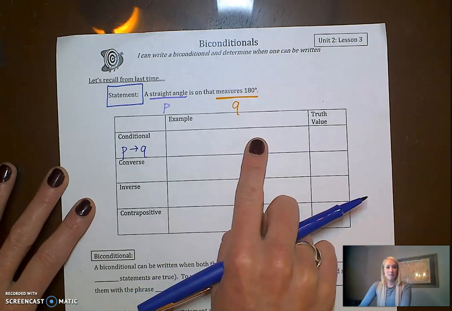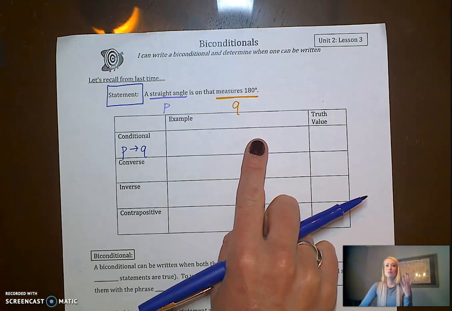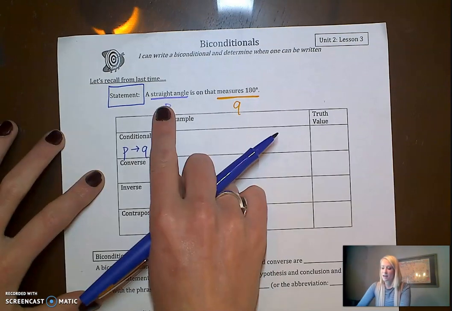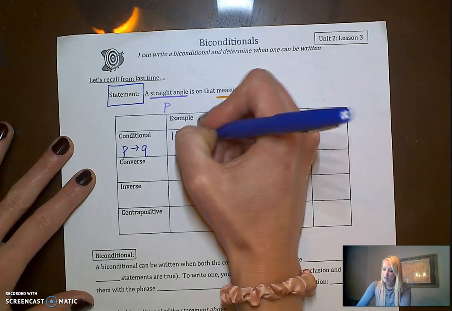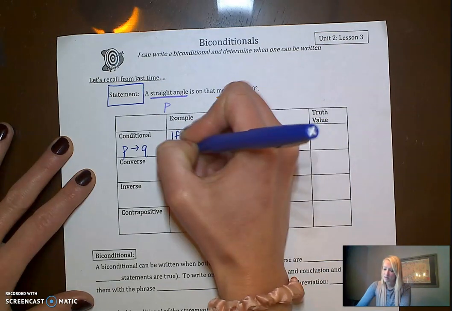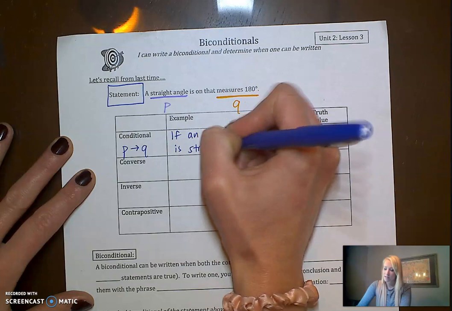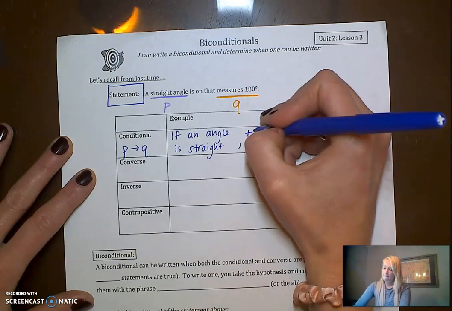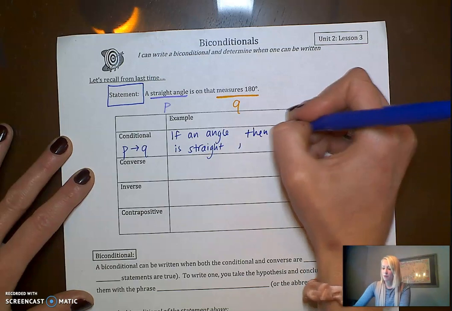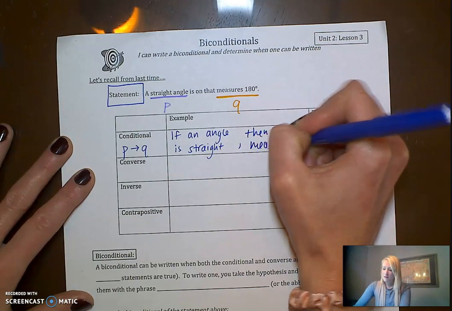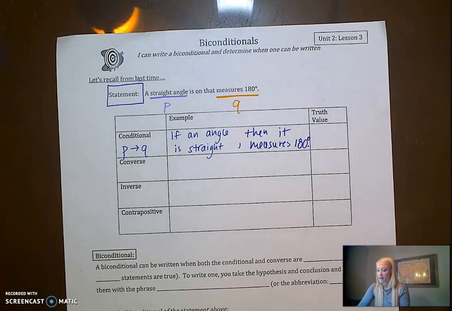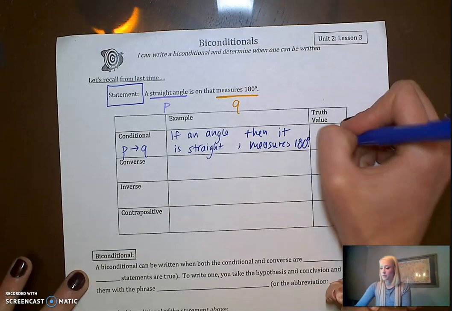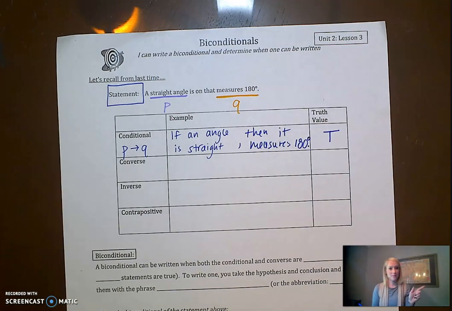So let's go ahead and make this an if-then statement and just phrase it so the English sounds right. I'm going to say, if an angle is straight, hypothesis first, then, now my conclusion, it measures 180. And let's think about whether that's true or not. So if it's a straight angle, does it measure 180? Yep, that's true. We learned that last unit, or reviewed that last unit.